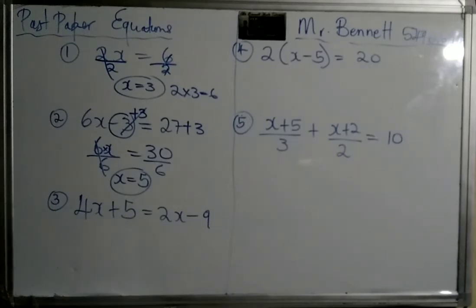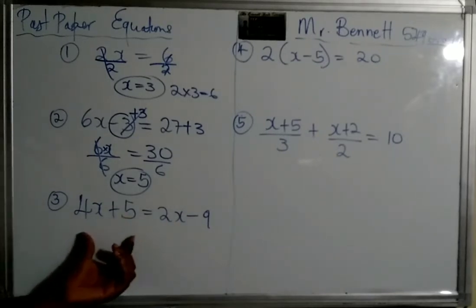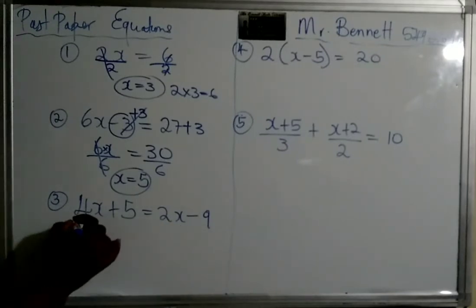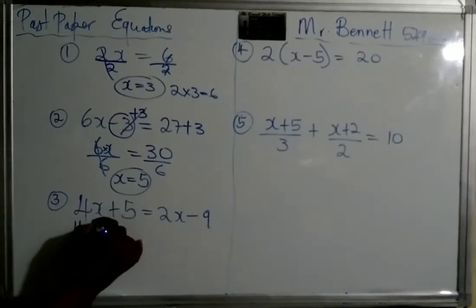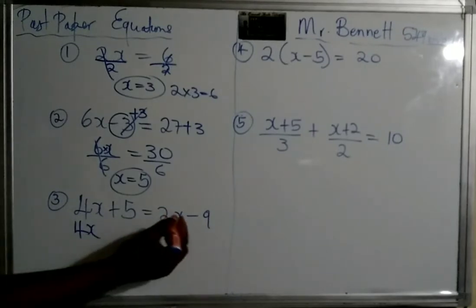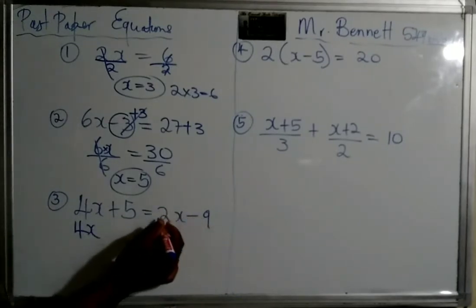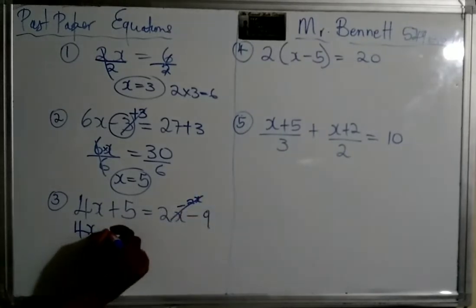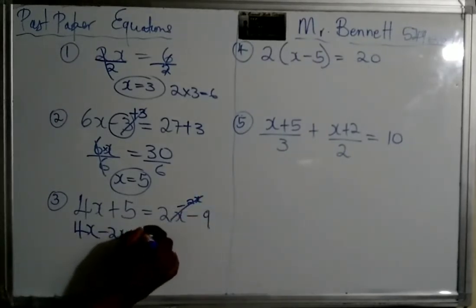Alright, this one is also linear, but it's a little bit different, because what we need to do is group like terms. So we have 4x over here and 2x, we need to group the x's then. But in order to do that, we need to take away 2x from this side, because this is a positive 2x, so we subtract 2x from here. What we do to one side, we do to both sides.